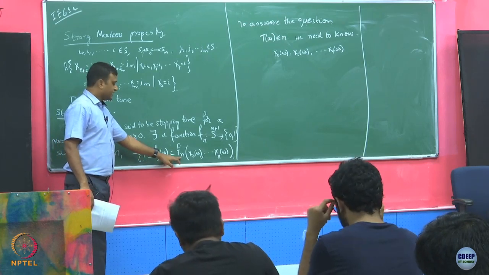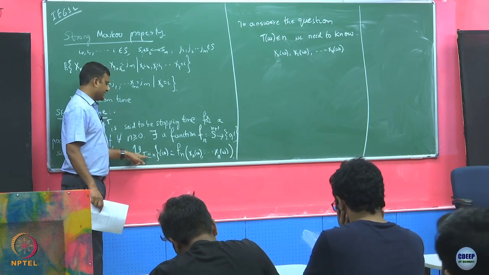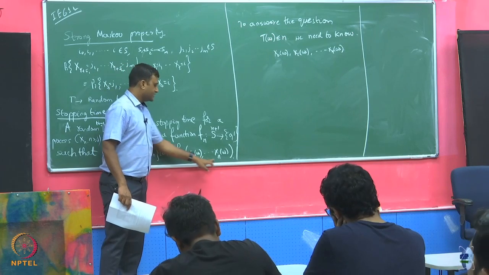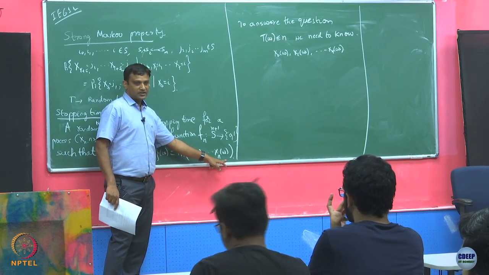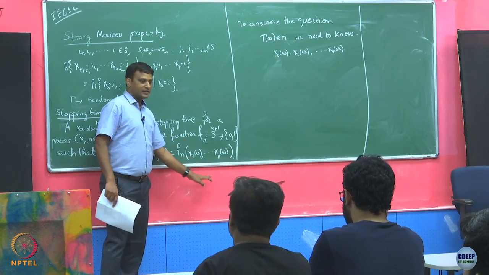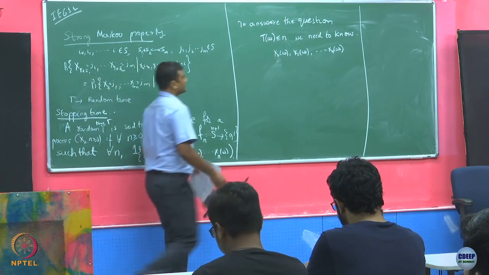So there exists some function fn which tells you, okay, if you want to know whether t is less than or equal to n at sample point omega, all you need to pass on is the n observations you have made about the state at the sample point omega. If you tell that, then this function should answer this question. Okay, let's look at some examples.